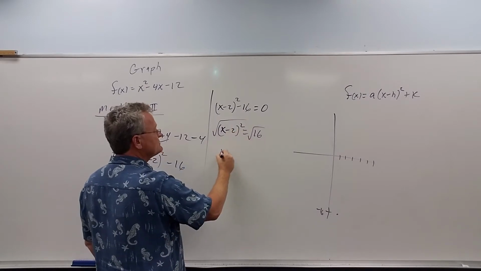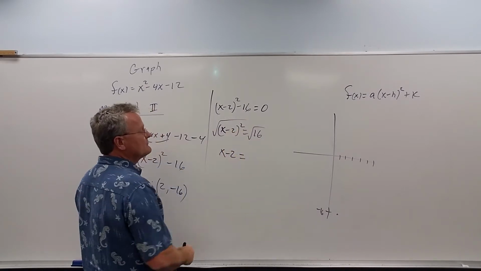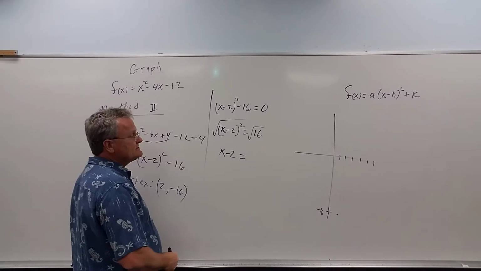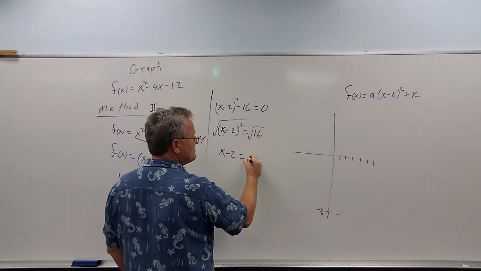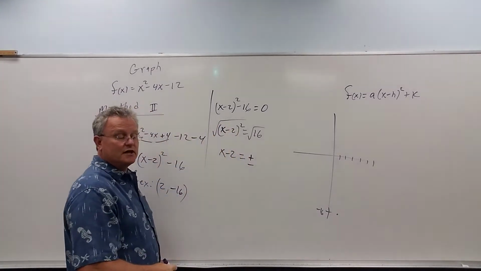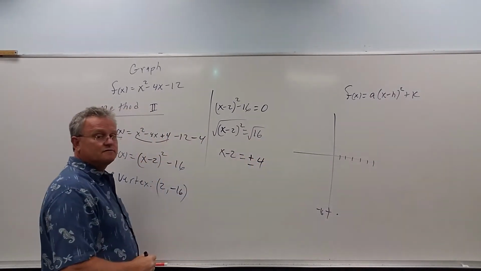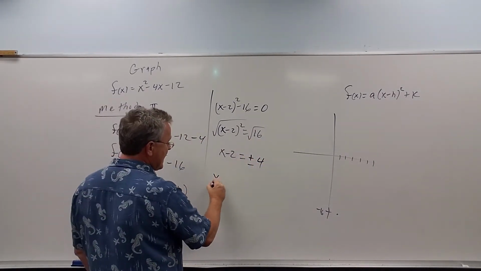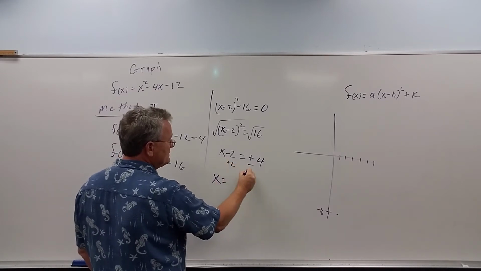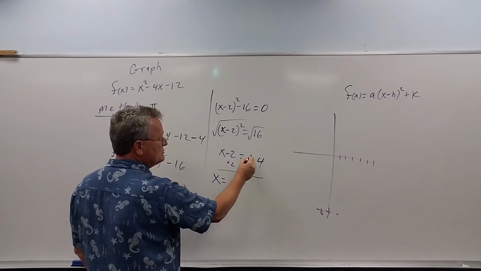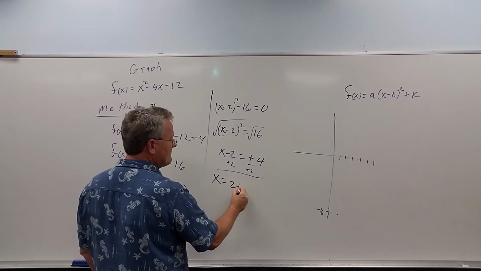The square root of the squared term and the square cancel each other. Don't forget your plus and minus when you take the square root of a square. And the square root of 16 is 4. Here, when I add 2 to both sides, we get x equals 2 plus and minus 4.